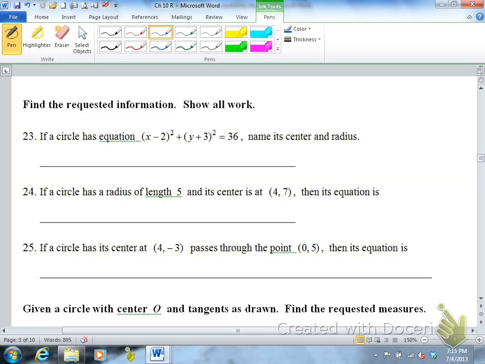Let's see, name the center. Make sure that when you're stating center, you do the opposite. So the center is 2, -3, and the radius is the square root of 36. Since this number is r squared, the radius would be 6.